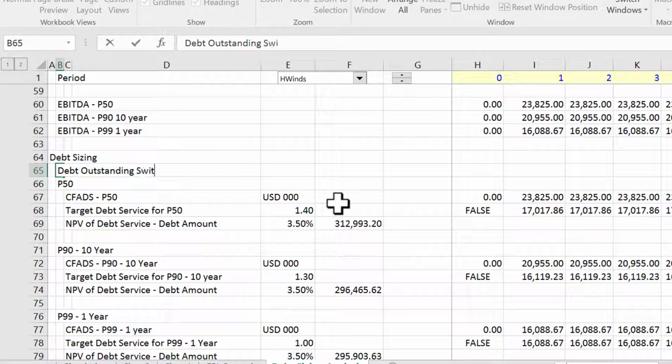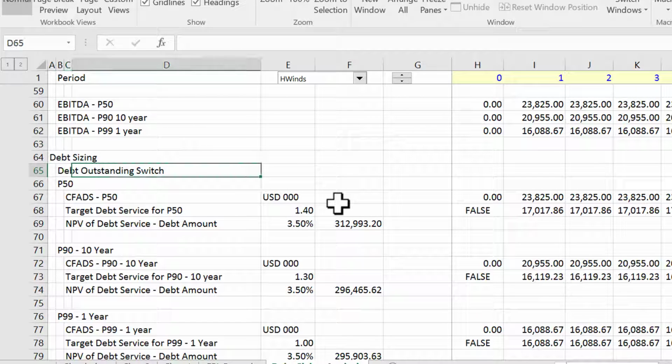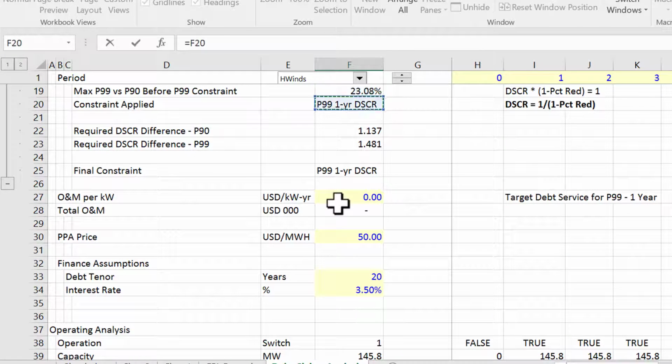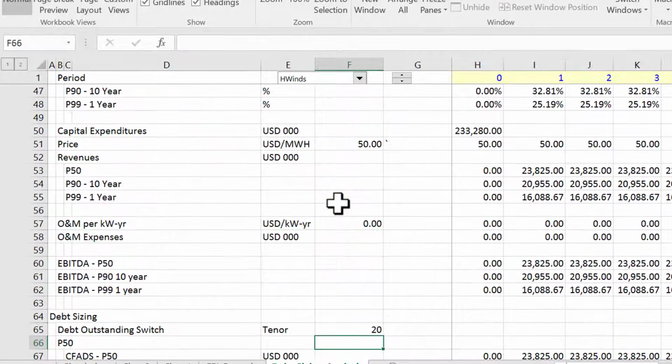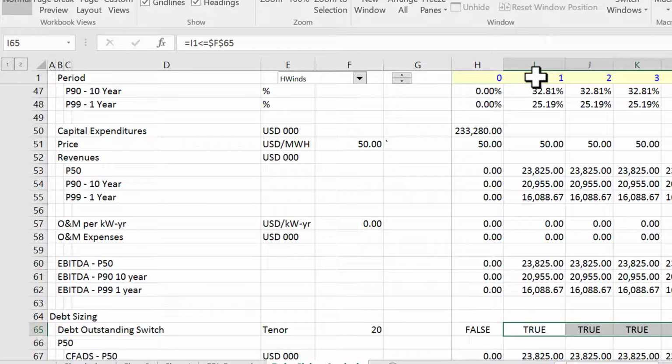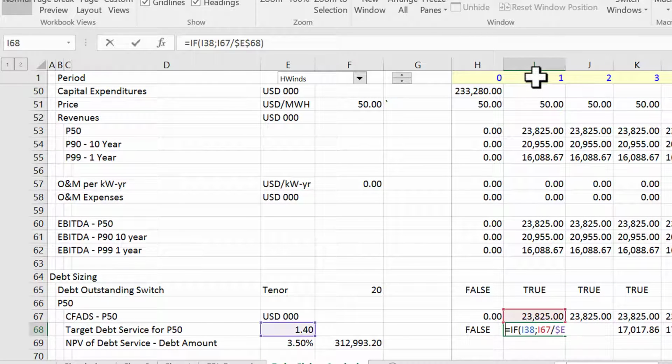Okay. Now, remember, this is the tenor. Okay, and we'll just put our switch in here, our debt tenor. I'm doing something extremely bad. Let's make that less than or equal to the debt tenor, okay? And then I need to multiply our target debt service by this each time.